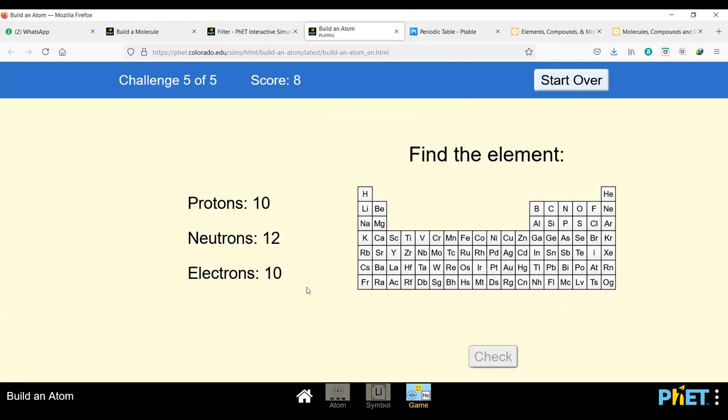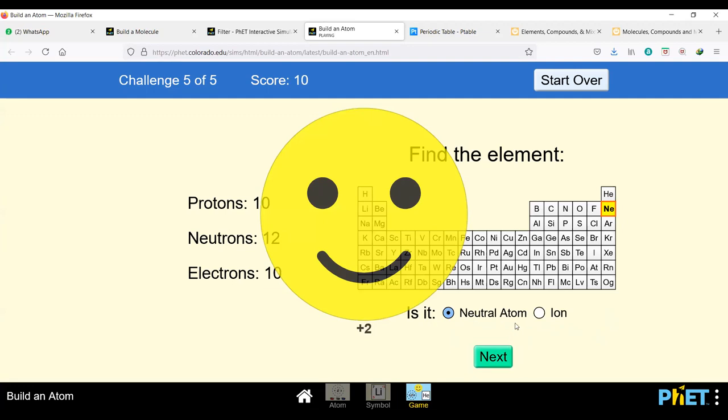Okay, and here we go. Who didn't answer? We have here the number of protons 10, the number of electrons 10. Once you see this 10, it's 2, 8, a complete number of electrons. What would be this element? Miss, can I say? Okay, Sin. It's Ne. Neon, yes. And? It's a neutral atom. Excellent, very good.